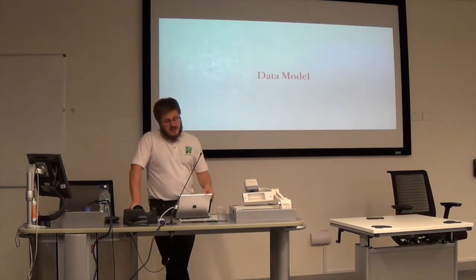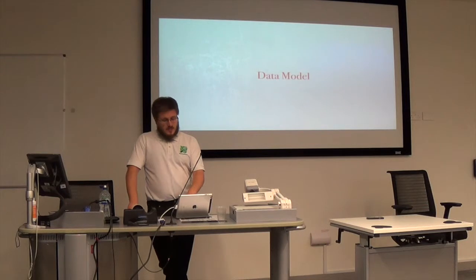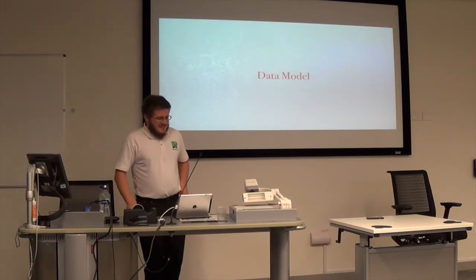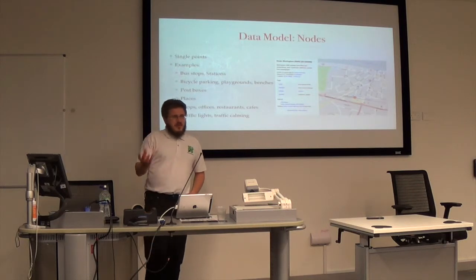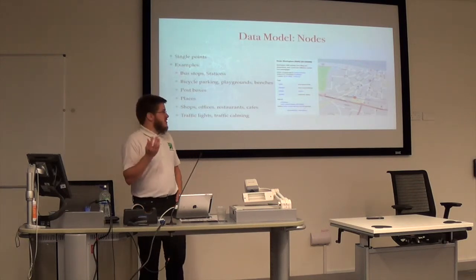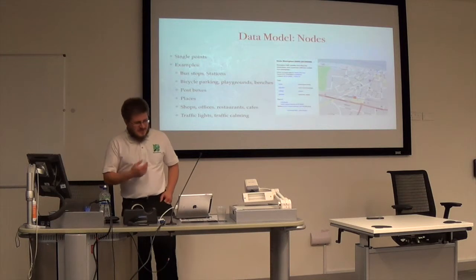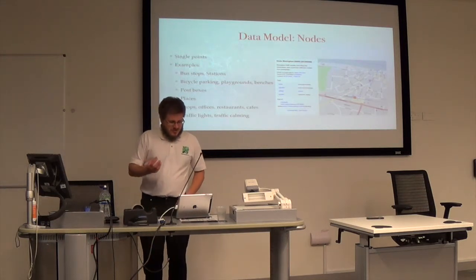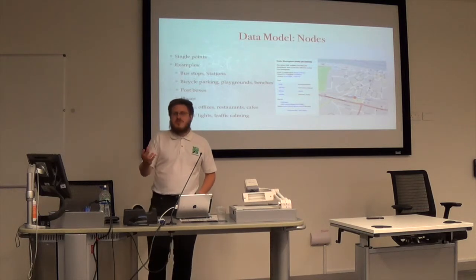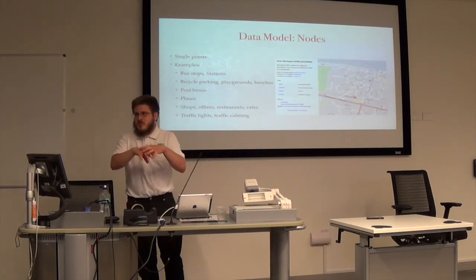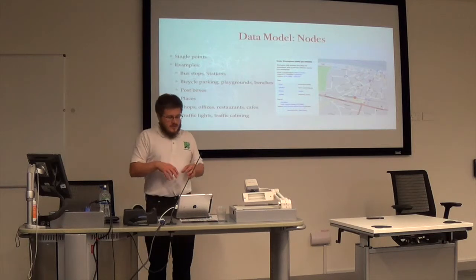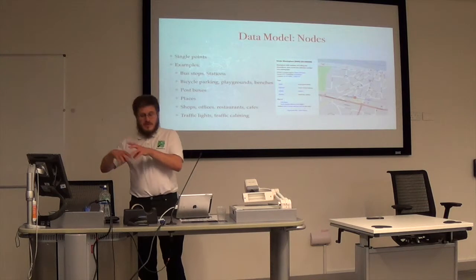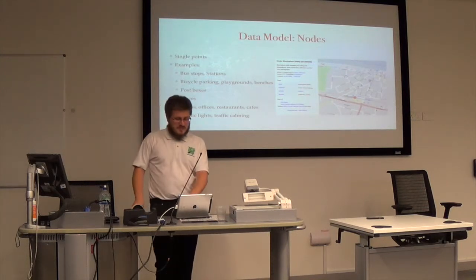Now I'll go through a bit of the data model, which is going to get a bit more technical. First of all, you've got points, which are called nodes in OpenStreetMap speak. For example, a bus stop or a railway station or places or post boxes, things which don't cover much area. Even shops can be initially mapped as a point, or they can be mapped as an area, which we'll come on to in a moment.